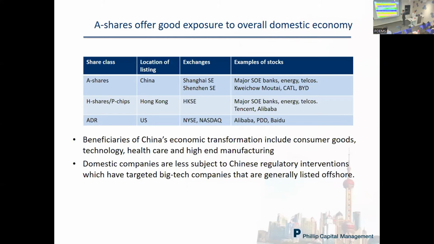So that's one. Secondly, I think in recent years, some of the offshore companies, especially the mega tech companies, suffered from some regulatory tightening by the Chinese government, right? And as a result, as you will see later, some of the indices that comprise offshore China companies perform much worse than an index that just captures A-shares alone, right?